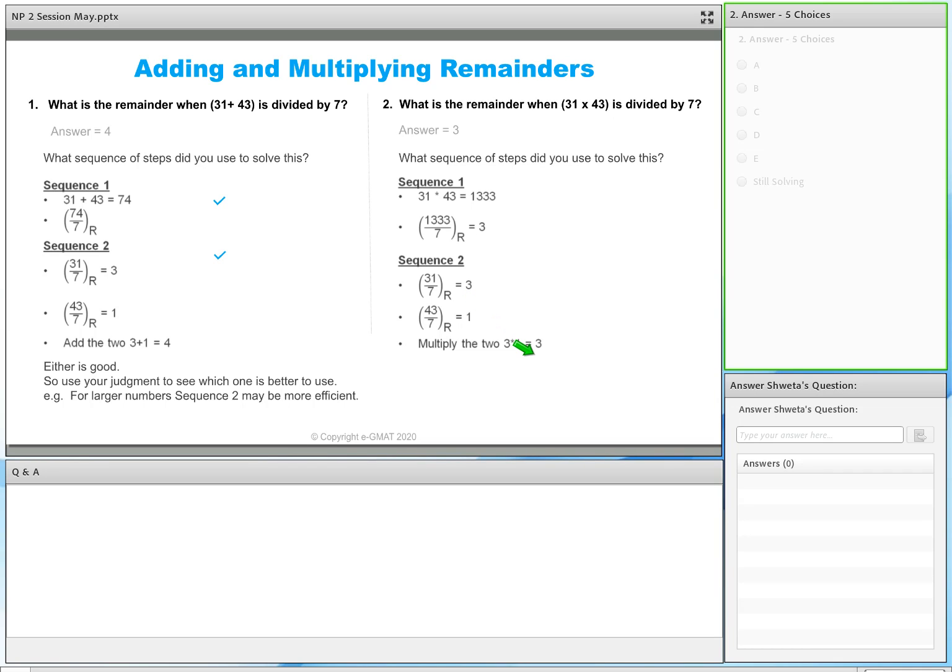This time, it doesn't take a lot to see that the second sequence is so much more efficient than the first. So it's a huge, huge improvement in the process of finding remainders when the dividend has multiplication or addition in it, or any operations. Multiplication, addition, and powers are what you're going to primarily see.